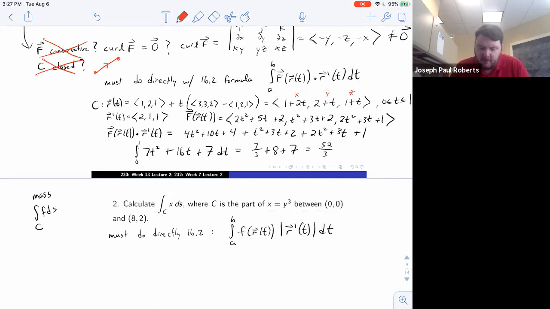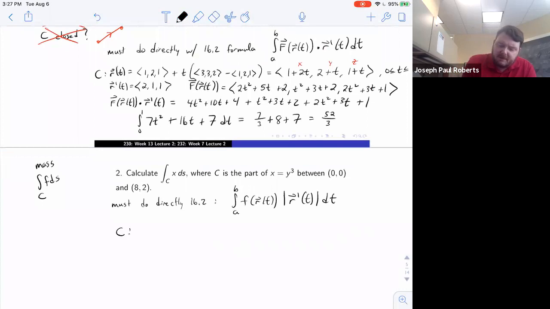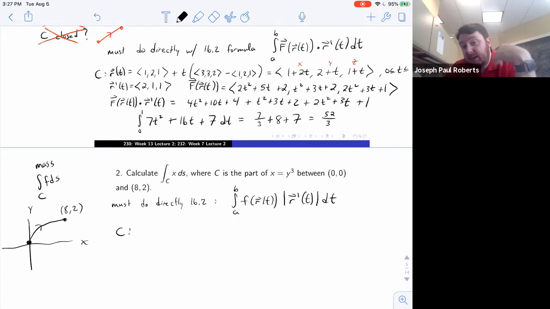Okay, so now we have to get our r of t. And so a common mistake here is people think that everything could be treated as a straight line, but guess what? It can't. This curve that we're asked about is the part of this y equals cube root of x curve from 0, 0 to 8, 2. So it's not a straight line, so you can't use the line segment formula, but what can we do?